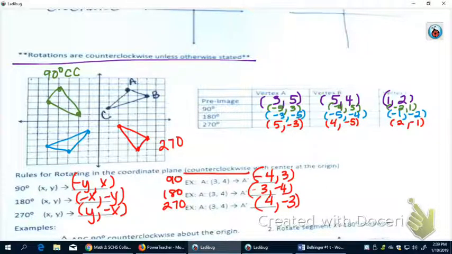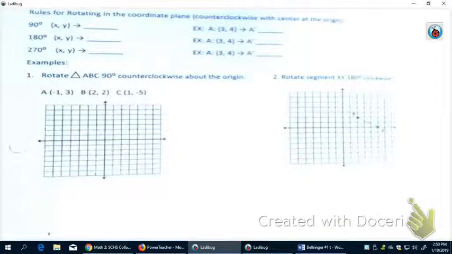I think it's really easy just to draw it on here and then turn it. The rules are just confusing if you try to memorize it. But if that helps you and if you understand it, then that is perfectly fine. So for number 1, we're going to rotate it 90 degrees counterclockwise. First thing I would do is I would draw it on here. And once you draw it on here, turn it.